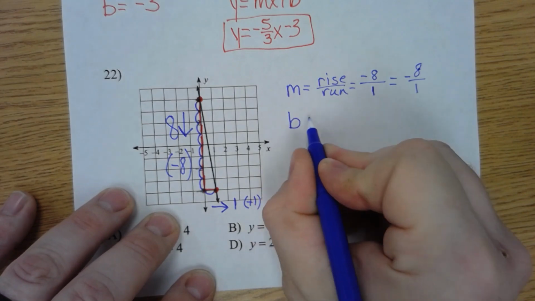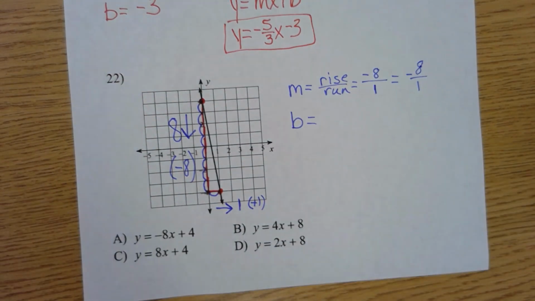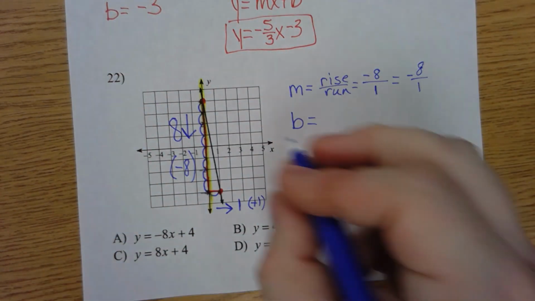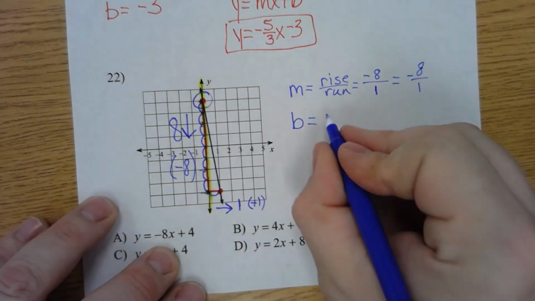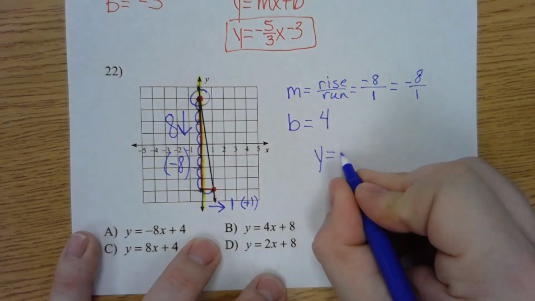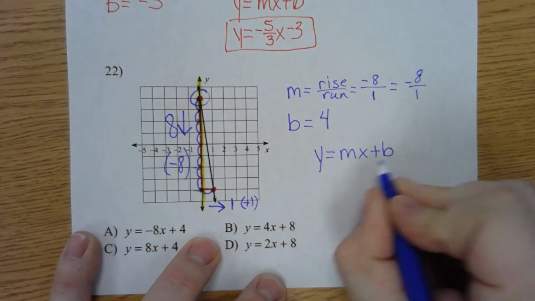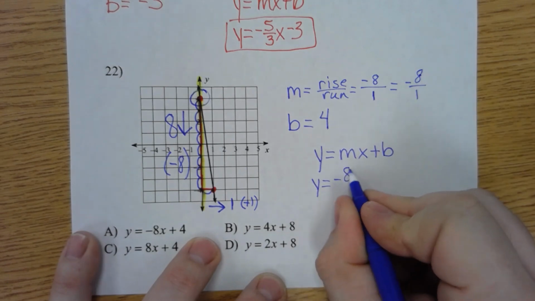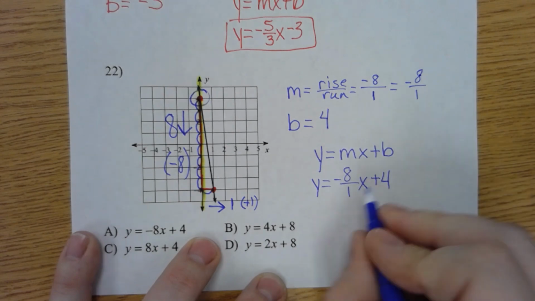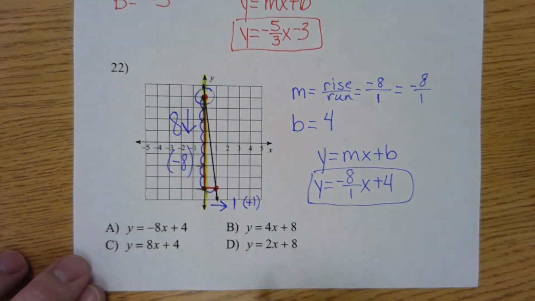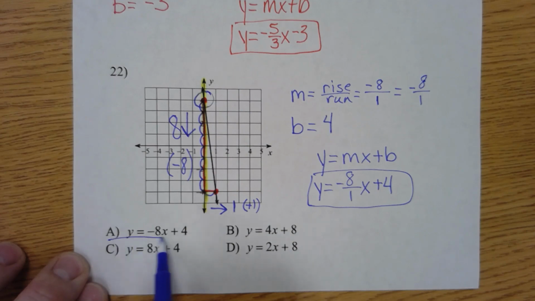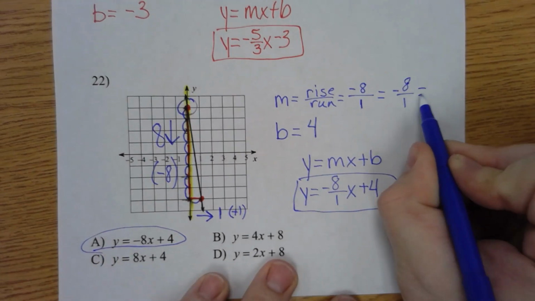Then we need our b, our y-intercept. Again, I'm going to highlight my y-axis so you know what you're looking at. And where does that line intersect? Well, right here at the positive 4. So b equals 4. So now we just plug in our numbers. Substitution. Y equals mx plus b. Our m is negative 8 over 1. Bring down the x, and then our b is positive 4. So plus 4, which is answer choice A. Because, guys, we could actually simplify this to just negative 8.